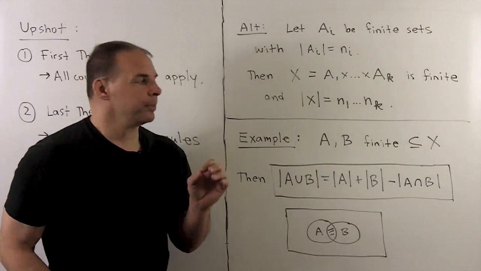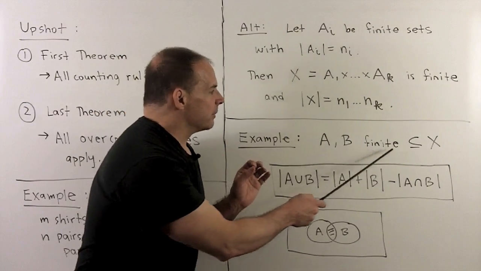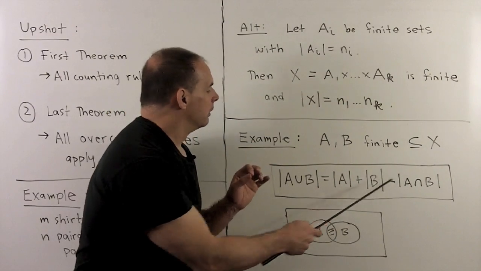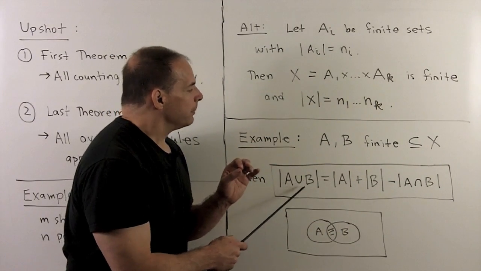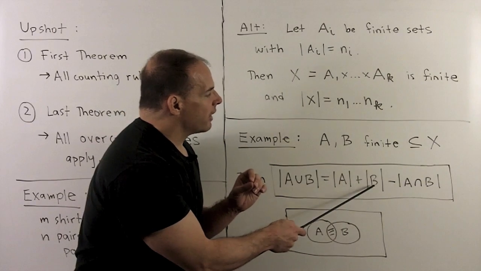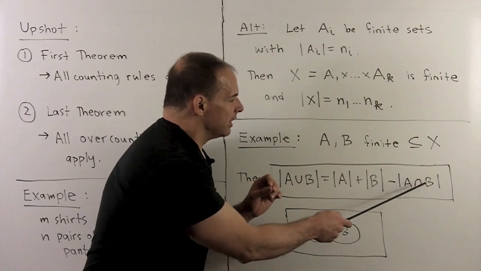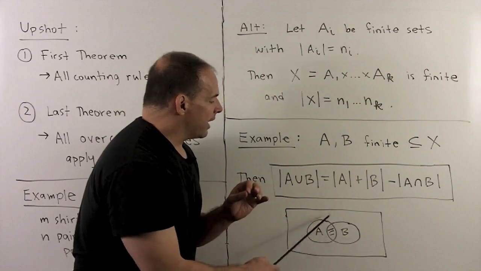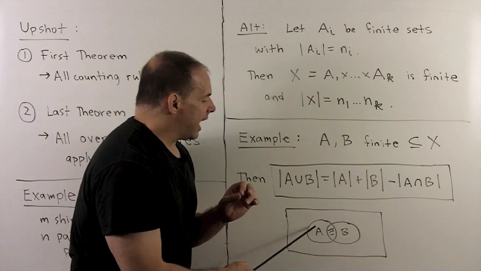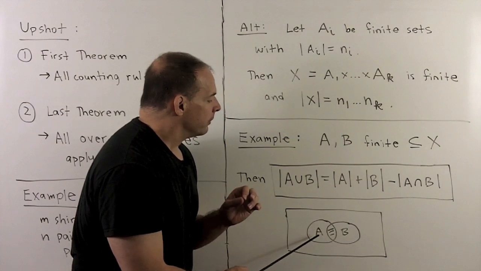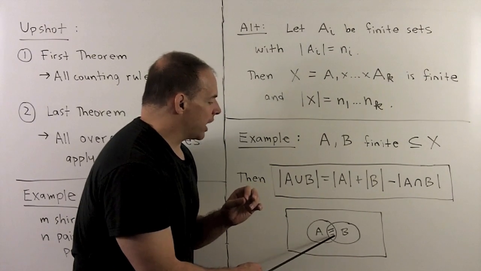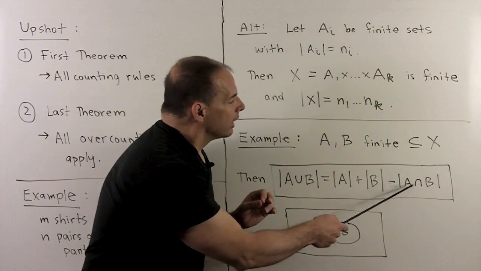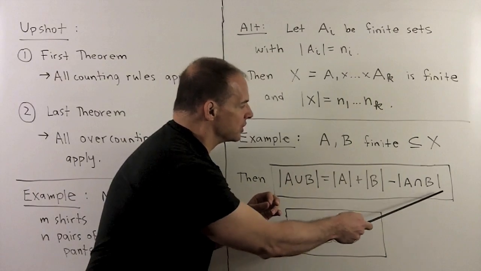Another example of 1, if we have A and B, finite subsets of another set X, then we have the rule for union and intersection. So the number of elements in A union B is the number of elements in A plus the number of elements in B minus the number of elements in the intersection. To see this, if I draw a Venn diagram, if I take all the elements in A, all the elements in B, and put them together, when we count, we're going to double count the intersection. So if I want the precise count of the union, I have to throw away the number of elements in the intersection once.